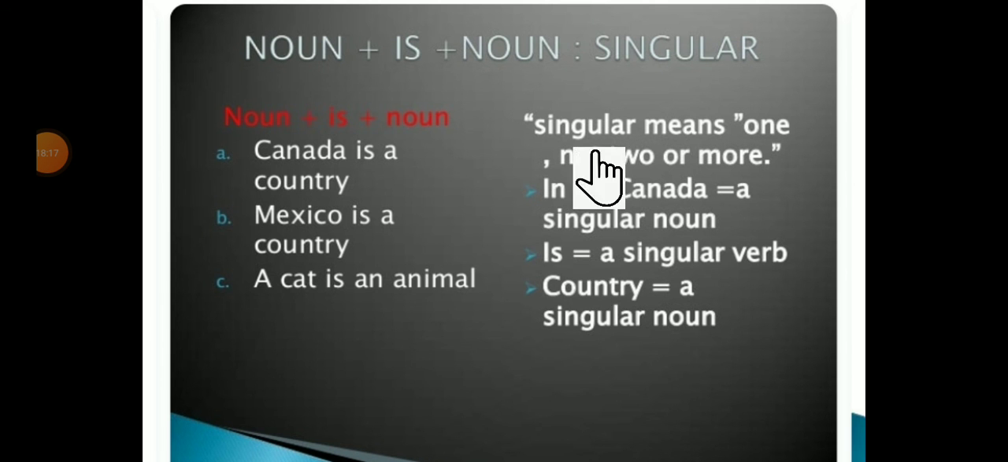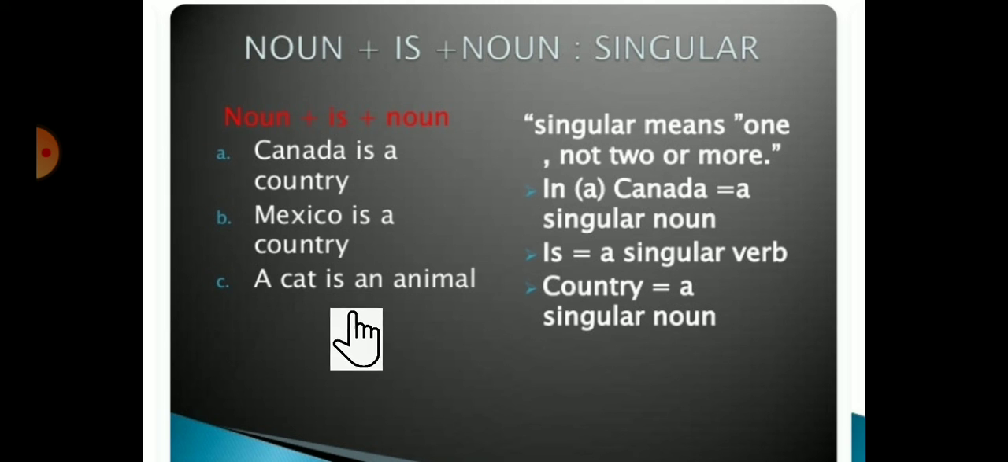Something else here. What is it? We have noun plus is plus noun. Okay, which is singular. All right, let's see about this. Noun plus is helping verb, again a noun which is in the form of singular. See, noun plus is plus noun. So here we have one example. Canada is a country. Canada is a noun. Country is a noun. So is is also added here. Mexico is a country. Okay. Mexico is a noun. Country is also the name of a place. Country is added here in the form of noun plus is plus noun.